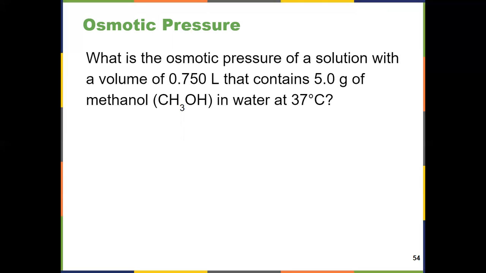Again, pi equals MRT. We're solving for pi, the osmotic pressure. M is molarity, and that's what we need to solve for first. Use 5 grams of methanol. First convert grams to moles of methanol, then take our moles of methanol divided by 0.75 liters. That gives you your molarity.